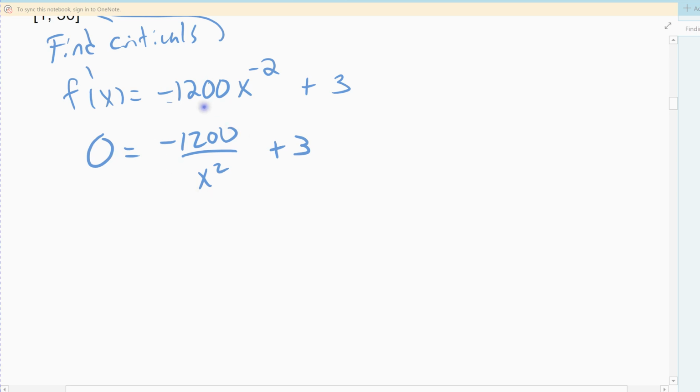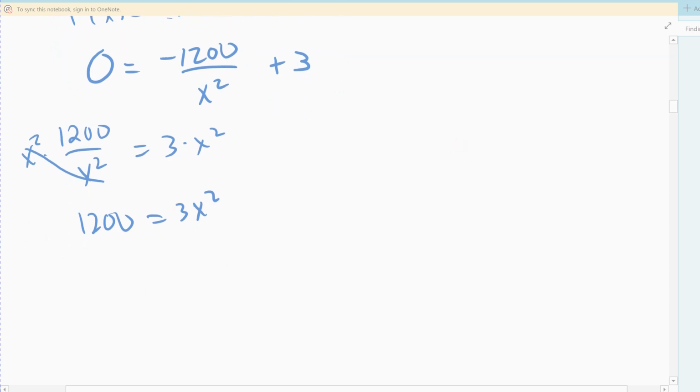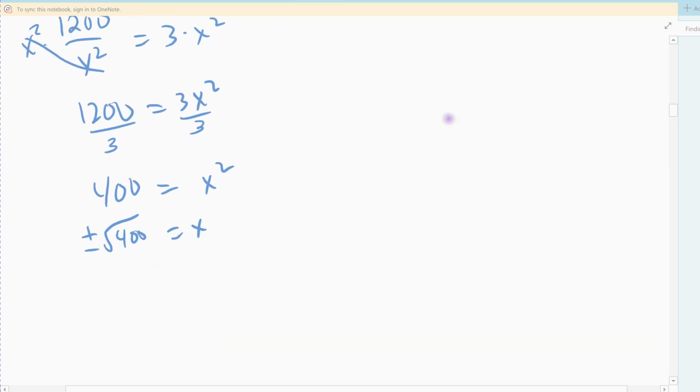I'm going to move the fraction to the other side, so I'm going to add it to the other side, so I get positive 1200 x to the negative 2 equals 3, and then I'm going to multiply by my x squared to get rid of the fraction, so 1200 equals 3x squared. You could solve this differently algebraically than I have. This is just the method I prefer. I think it's the simplest, so I get 400 equals x squared, take the square root. Remember, when you take the square root, it's plus or minus.